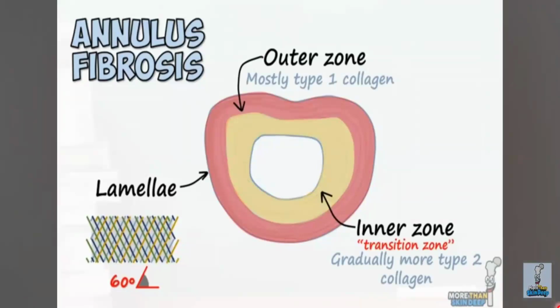The annulus is strong and tough and acts to contain the softer nucleus inside, as well as holding its two vertebrae together and withstanding mechanical forces acting on the spine.